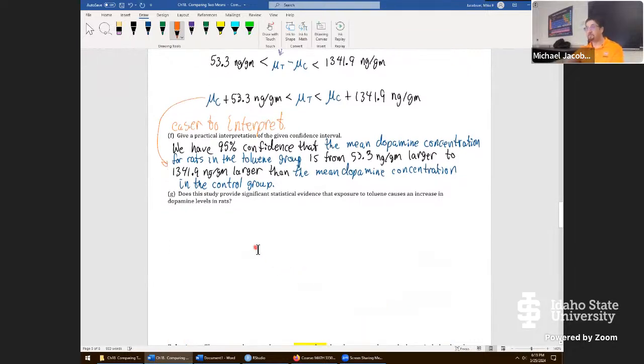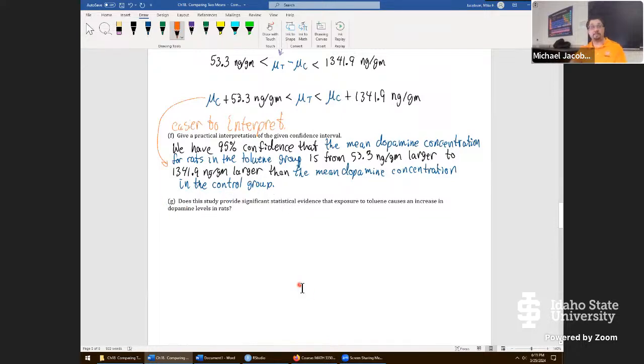Well, let's get rid of that. There's also a follow-up question. I mean, this was the overall question of the study. They may have done this as a hypothesis test in the confidence interval afterwards. They ask us the question, does this study provide significant statistical evidence that exposure to toluene causes an increase in the dopamine levels in rats?